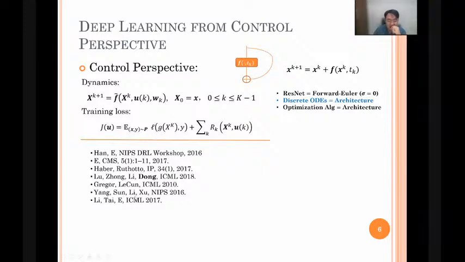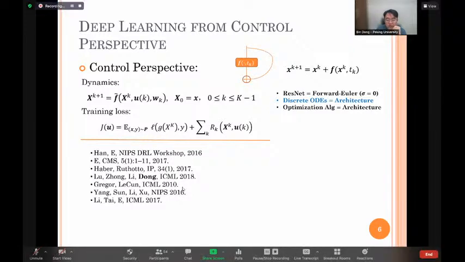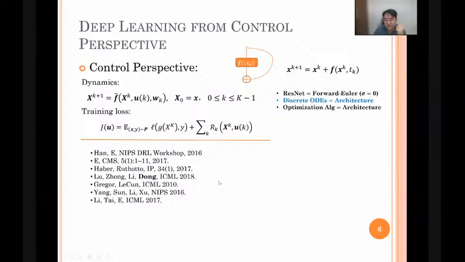And then later, this is the work by Yang, Sun, Li, and Xu. They show that you can unroll ADMM, and they call it ADMM-Net, so that it can do MRI or image reconstruction for medical imaging better, okay. Because of time, I won't go into details, but I can point out two very nice review papers, one on the optimal control perspective of deep learning, and one on unrolled dynamics for signal and image processing.